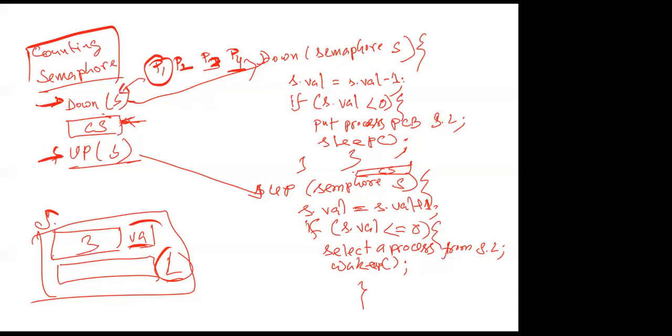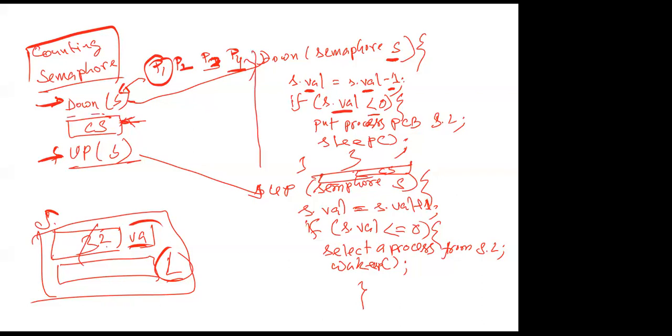It will first call this down function. It will see the semaphore value, and the semaphore value becomes value minus 1. So the value goes from 3 to 2, and then it checks whether this value is less than 0. No, it is not less than 0. It is currently 2. So it enters the critical section. This down function is done.